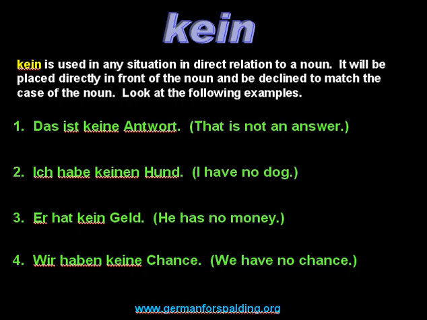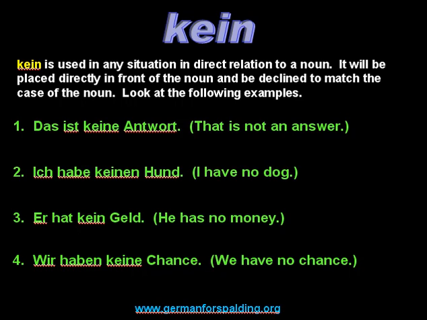And you'll notice kein here has added an E ending. That's because Antwort is in the nominative case and it is a feminine noun, die Antwort. So das ist keine Antwort. Number 2, ich habe keinen Hund. I have no dog or I don't have a dog. Notice kein now ends in en. That's because der Hund is the direct object and accusative, and therefore you have the en ending on the kein.